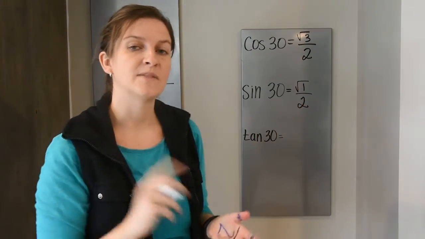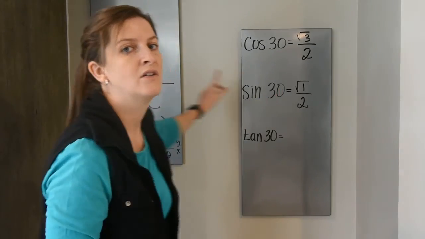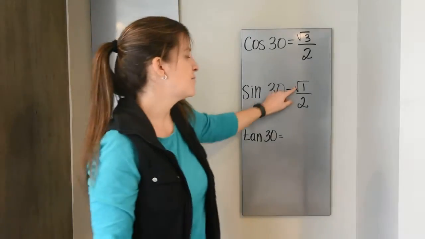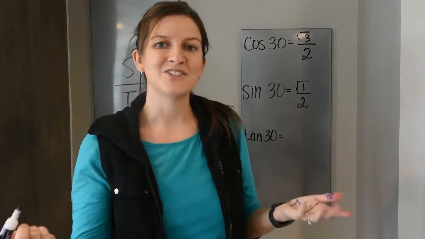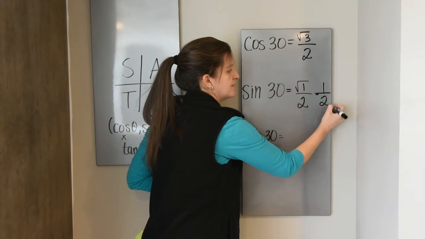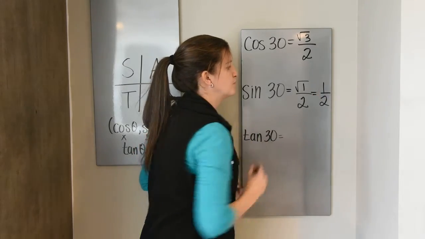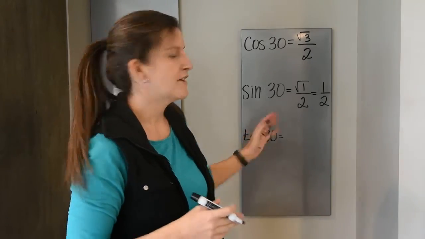Now let's determine if it's positive or negative. 30 is in quadrant 1. All of them are positive in quadrant 1, so this is a positive value. Now the only difference there is the square root of 1 is just going to be 1. So you want to simplify that to be just 1 over 2, which is a half.